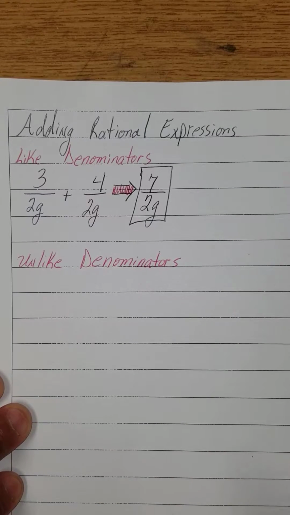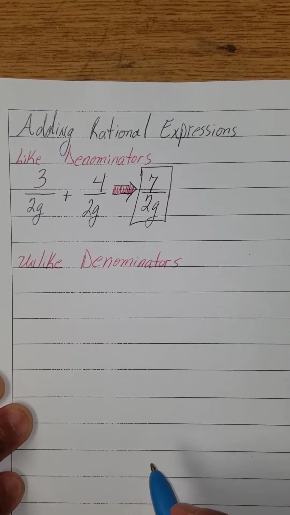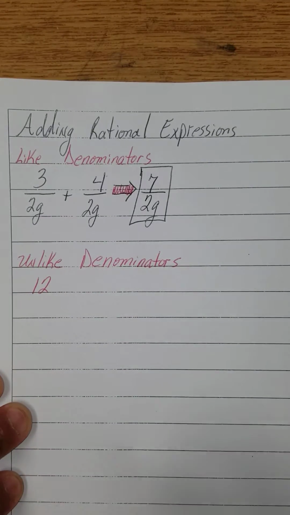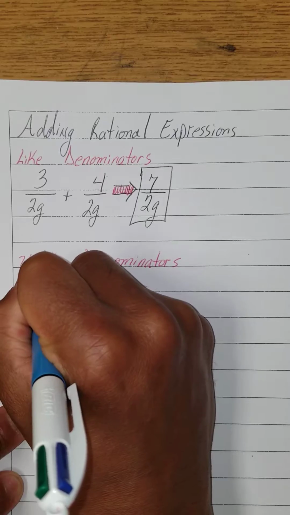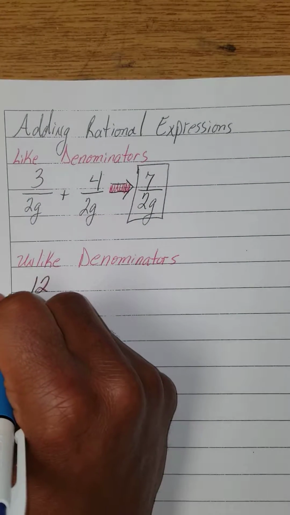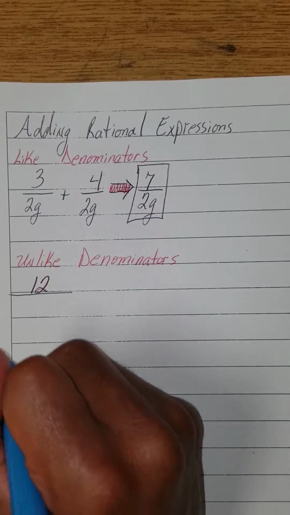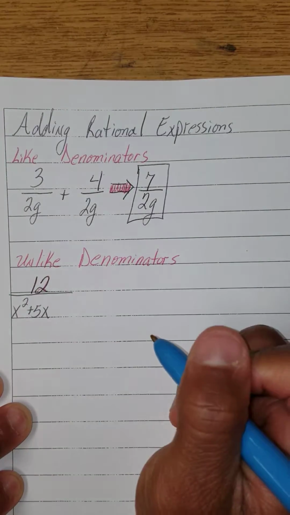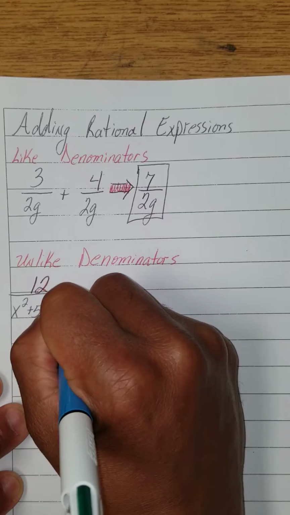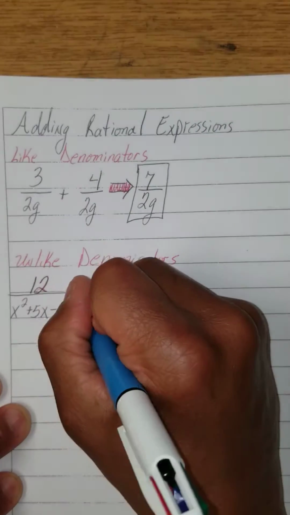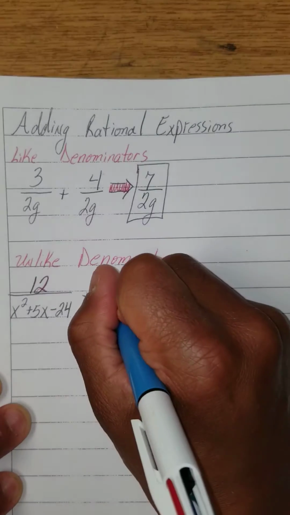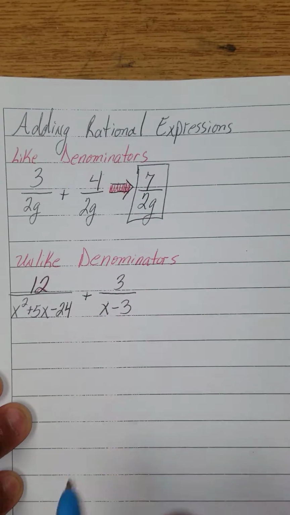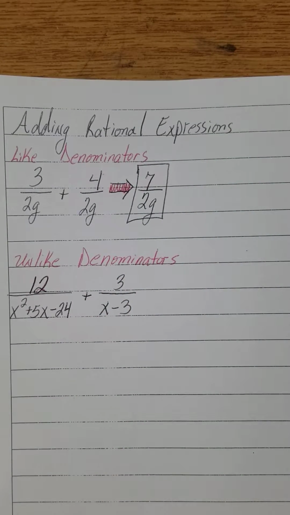So here we are. I have one here. I'm going to use 12 over x squared plus 5x minus 24, plus 3 over x minus 3.